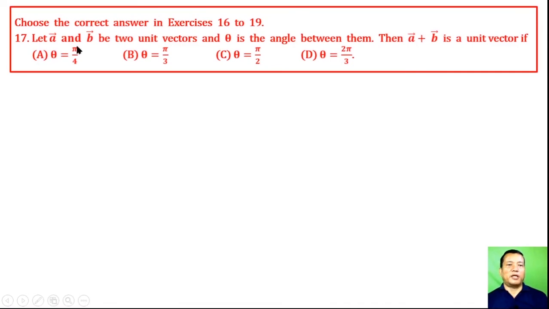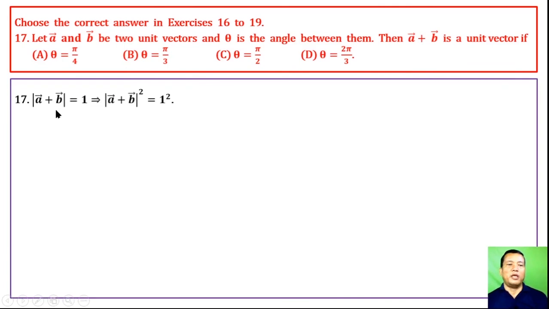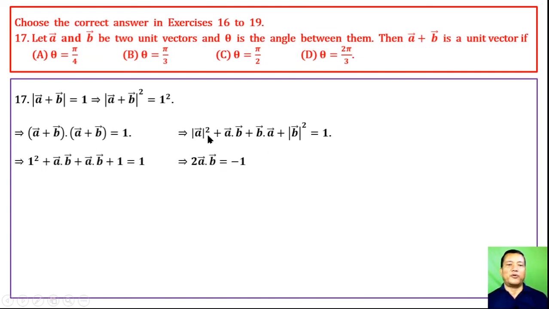Question 17. Let vector A and vector B be two unit vectors and theta is the angle between them. Then A plus B is a unit vector if the magnitude of A plus B is 1. It shows that magnitude of vector A plus vector B whole square is equal to 1 square, which is equal to this into this. On expansion we get this. Since A is a unit vector and B is a unit vector, both are 1. Therefore A dot B is minus half.